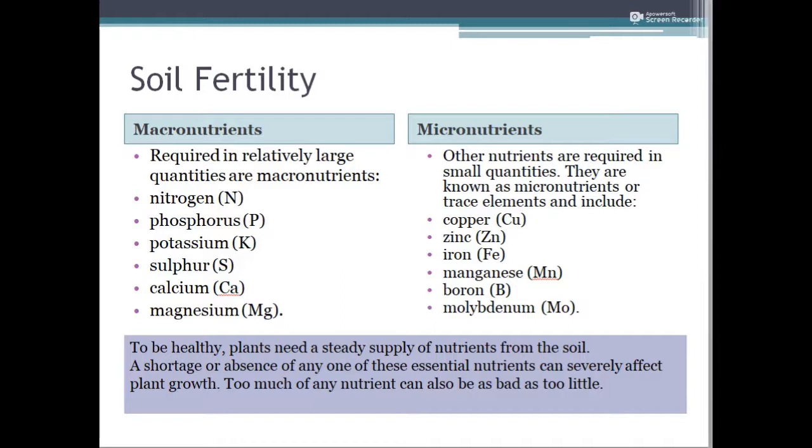But at the same time, you need some nutrients in small quantities, like copper, zinc, iron, manganese, boron, molybdenum and so on. So when both the macronutrients and micronutrients are not provided in the soil at a sufficient level, it will result in the decline or depletion of the soil fertility. Adequate quantities of both macronutrients as well as micronutrients are essential for the maintenance of the soil fertility.